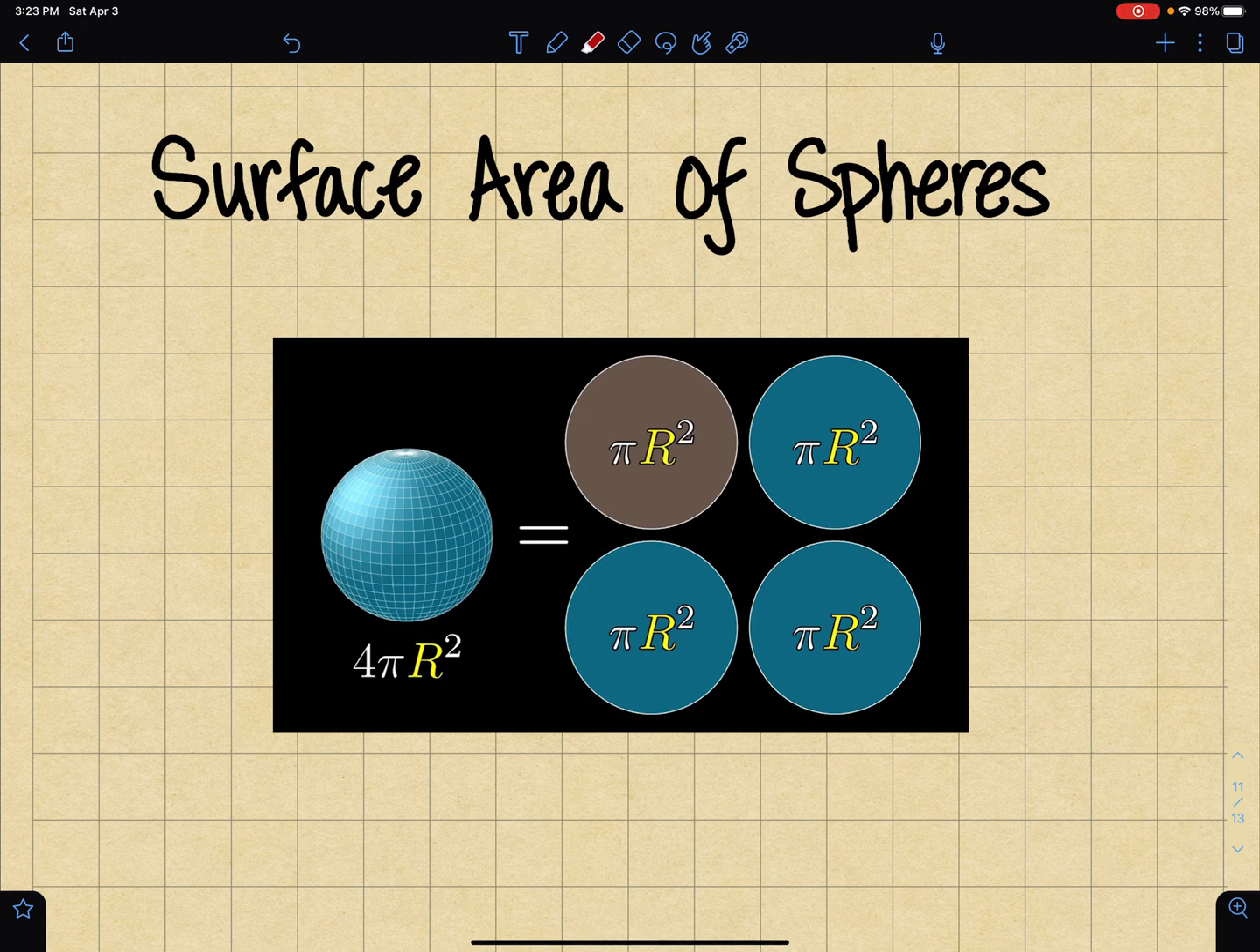Okay, so surface area of spheres, this is on page 381. Whoa, surface area of spheres, that's almost like a tongue twister, like Irish wristwatch. Irish wristwatch. Surface area of spheres.